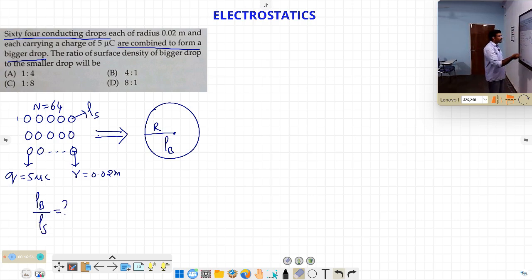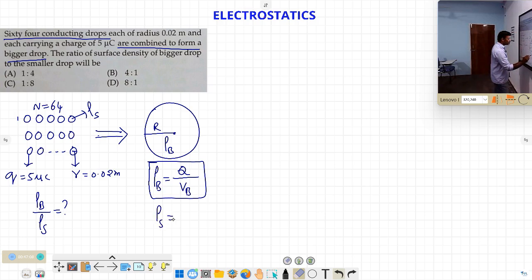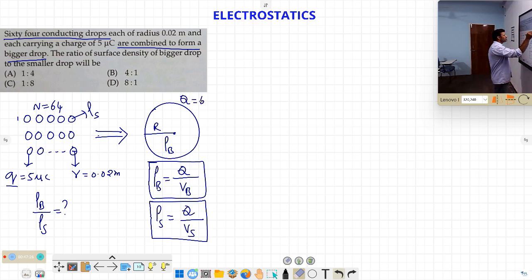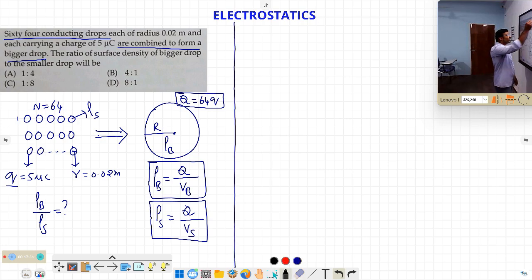First, what is charge density? In this case, charge density is the charge per unit volume. For the bigger drop, it is the charge on the bigger drop divided by the volume of the bigger drop. For the smaller drop, it is the charge on the smaller drop divided by the volume of the smaller drop. Each small drop contains charge Q, and when all are combined, the total charge is 64 times the charge of each one. Now calculate the charge on the bigger drop.